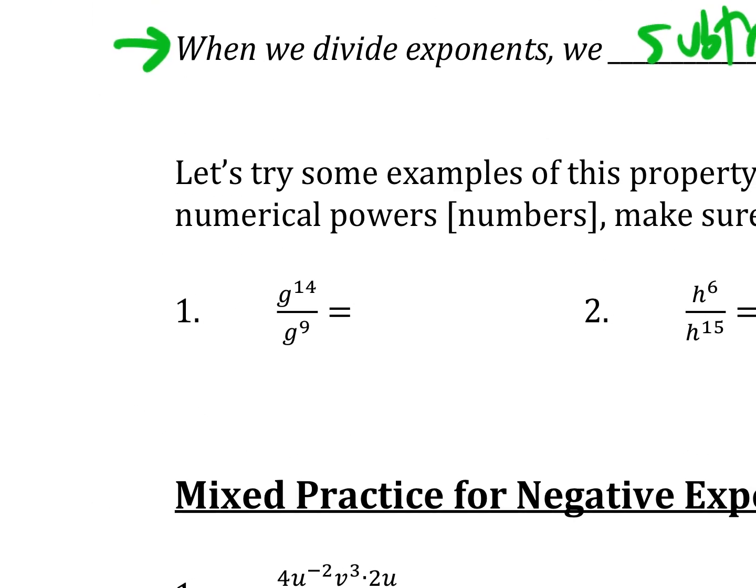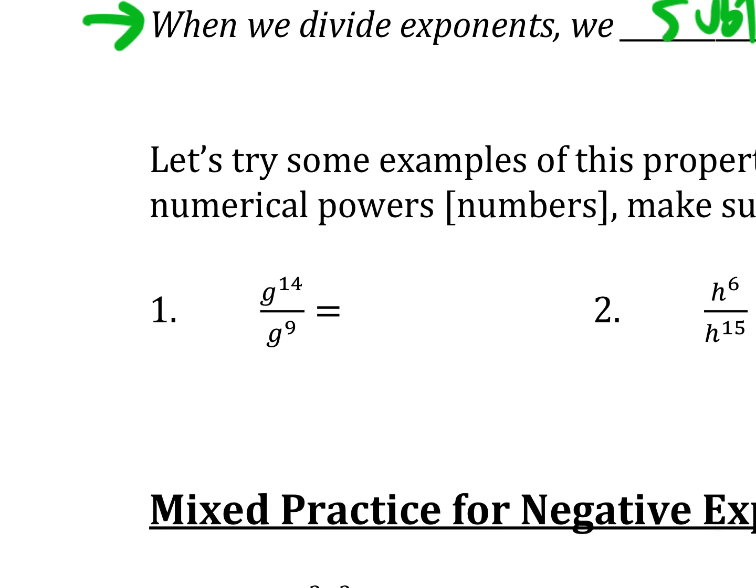Okay, number 1 here, so which one's smaller, 9 or 14? 9 is smaller, cancel it out. Take away 9 g's from 14, we get 5 left. We get g to the 5th.